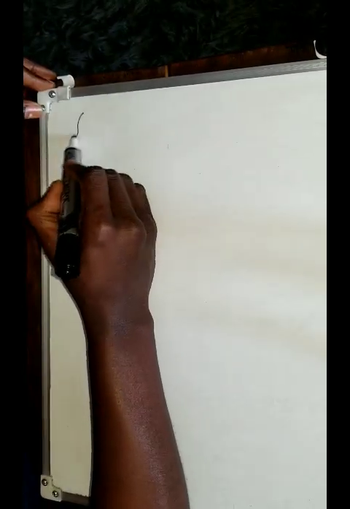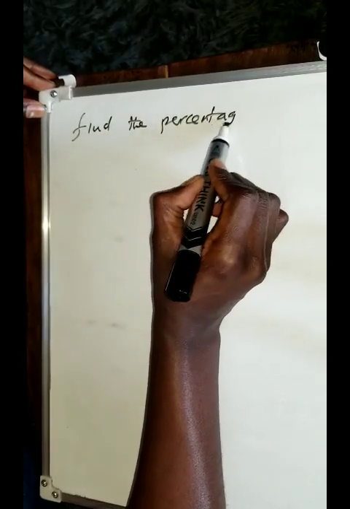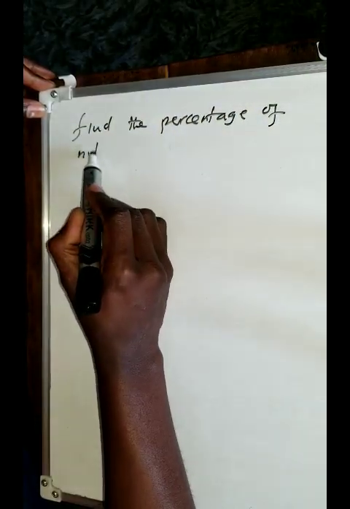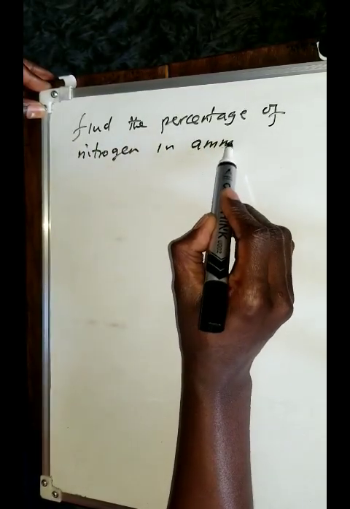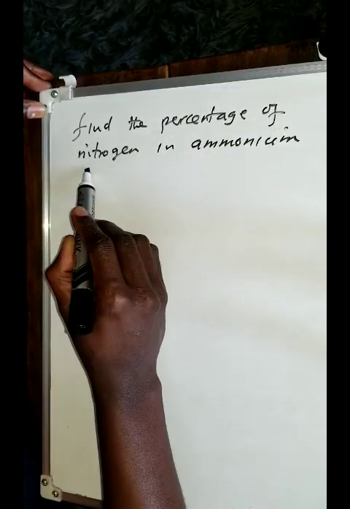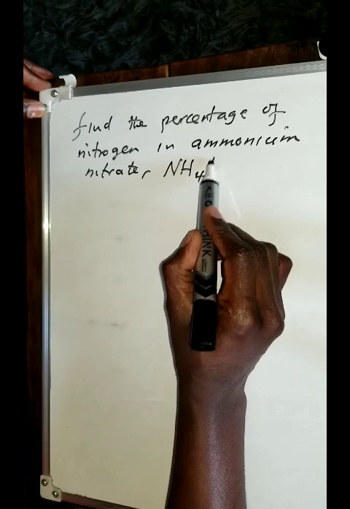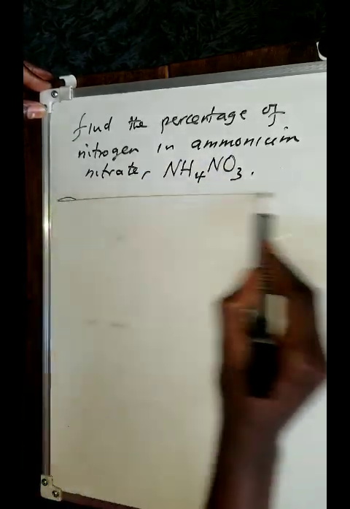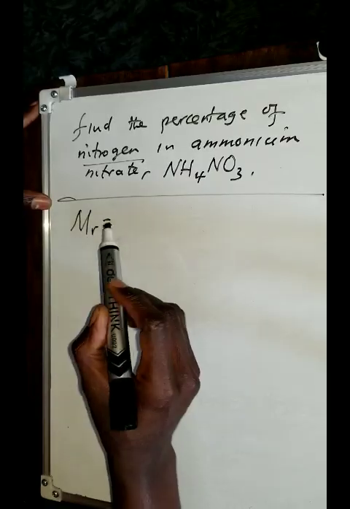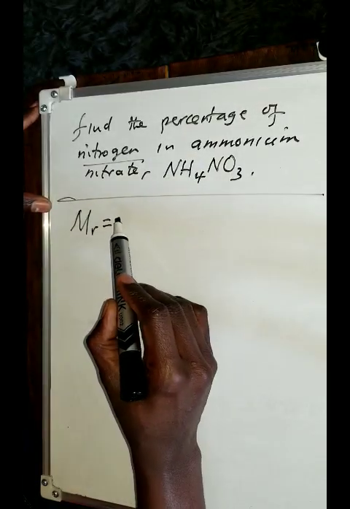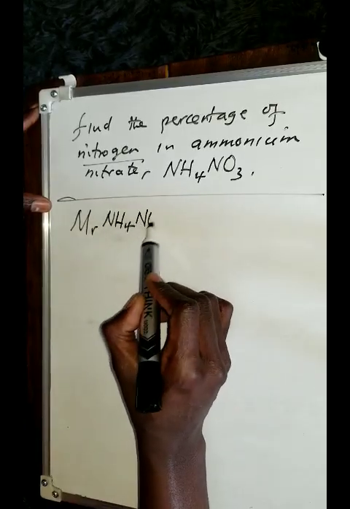For example, they can tell you to find the percentage of nitrogen in ammonium nitrate, with the formula NH4NO3. Of course, they want us to find the percentage of nitrogen in ammonium nitrate. We need to find the mixture of the ammonium nitrate there. So what is the mixture of the ammonium nitrate?